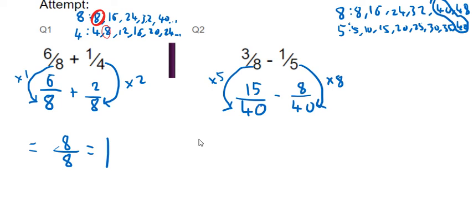So 15 minus 8 on top is 7. And the bottom obviously stays the same. So 7 over 40, that's my final answer there.